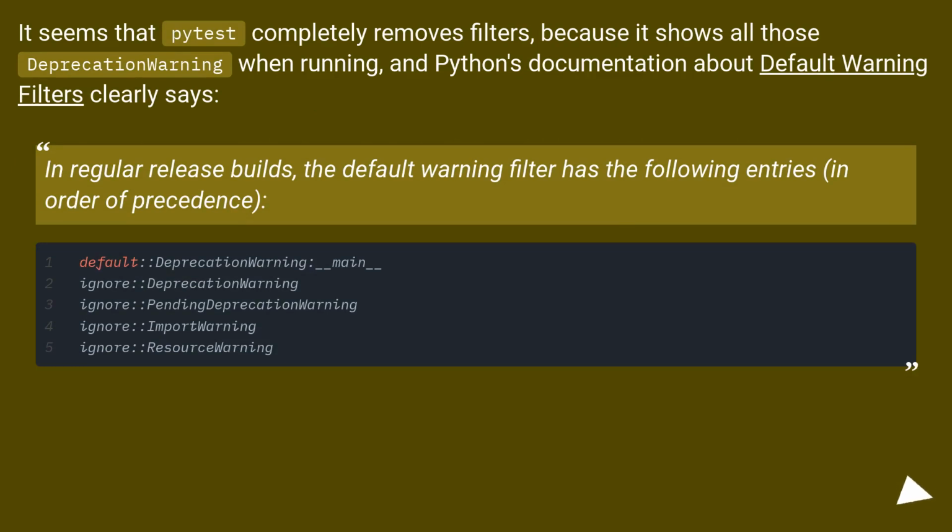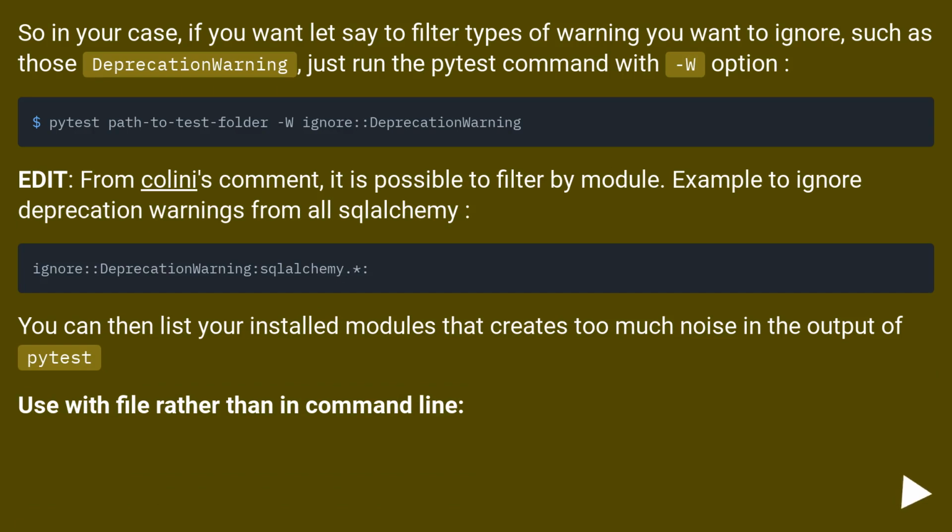It seems that pytest completely removes filters, because it shows all those deprecation warnings when running, and Python's documentation about default warning filters clearly says: in regular release builds, the default warning filter has the following entries, in order of precedence. So in your case, if you want, let's say, to filter types of warning you want to ignore, such as those deprecation warnings, just run the pytest command with the -W option.